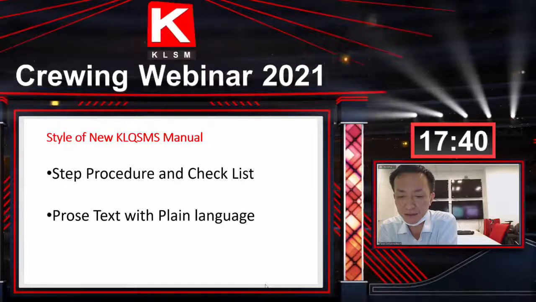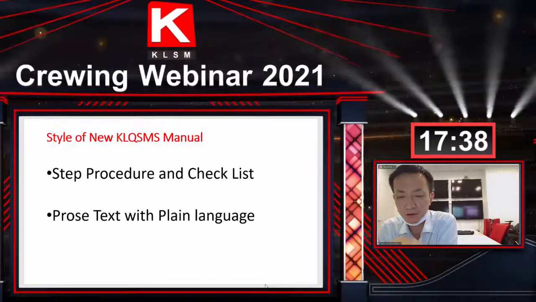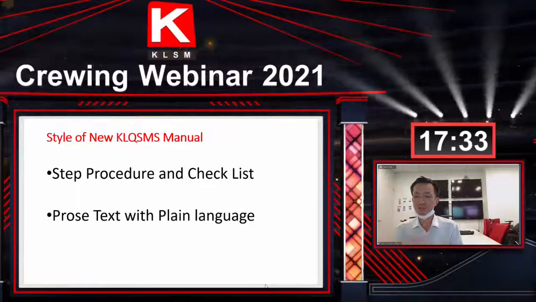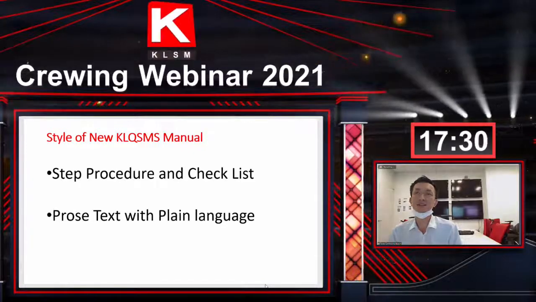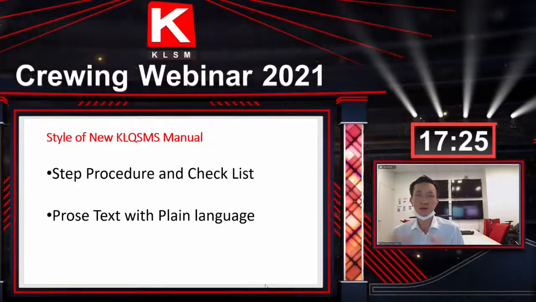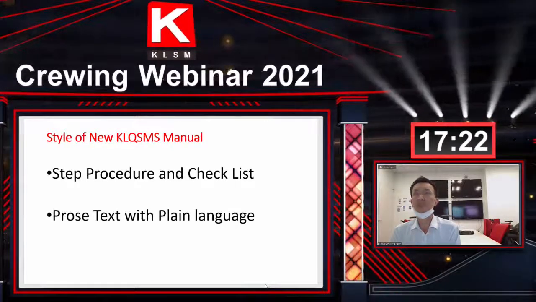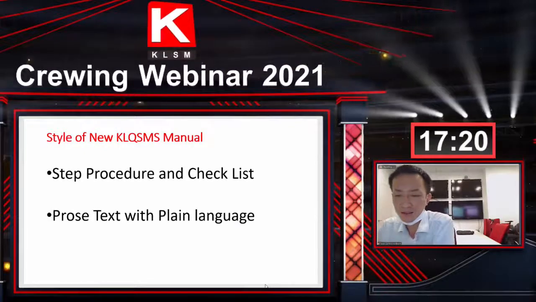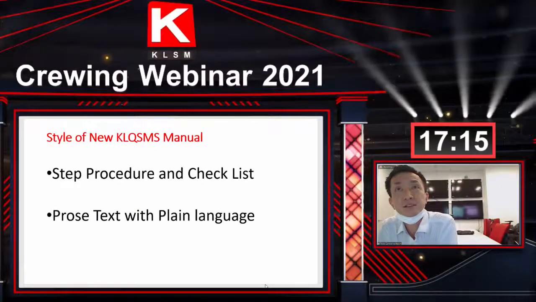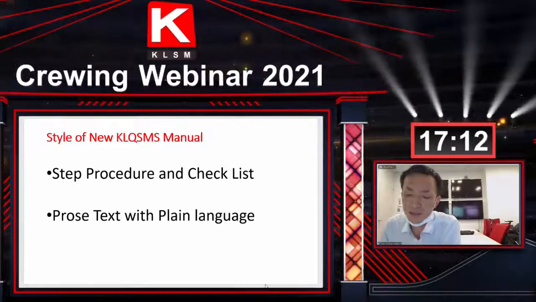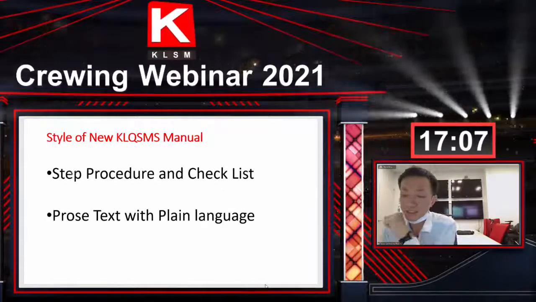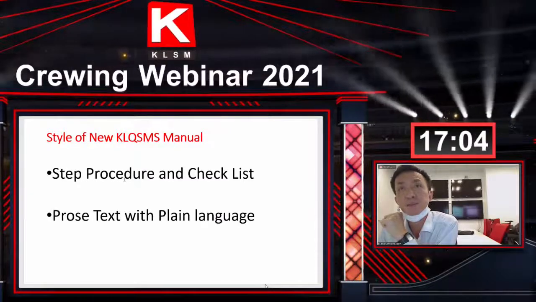From here, I will talk about the style of the new SMS manual. From now on, I will also show you a sample, an example of our draft of the new SMS manual. There are two points in this new SMS manual. The first one is step procedures and checklists. This step procedure is a kind of new feature.